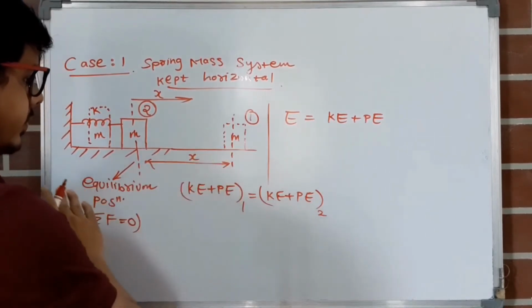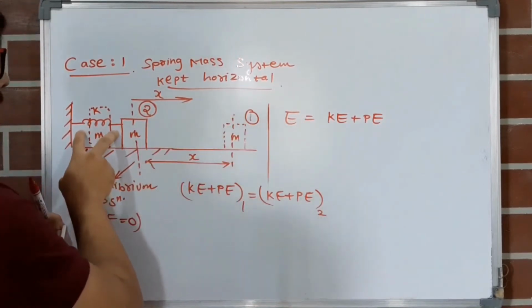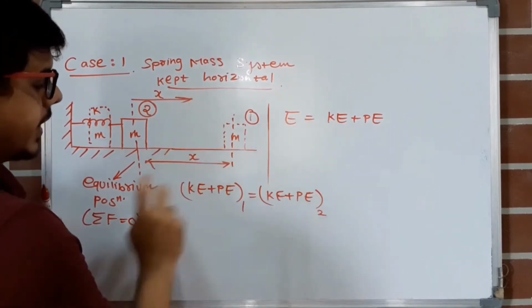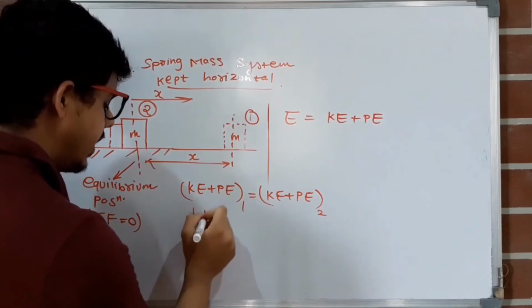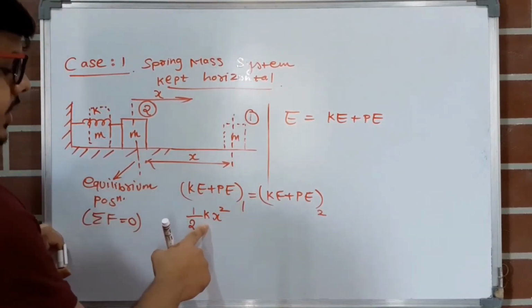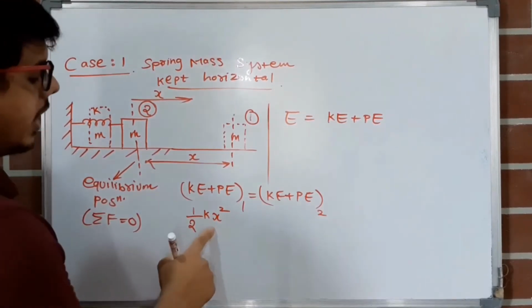Now the mass is kept at point 1, so there will be an expansion in the spring. Due to the expansion there will be a strain energy in the spring. So what will be the strain energy? The formula of strain energy is half k into deflection square, where k is the spring constant and x is the deflection. So it will be half kx square.